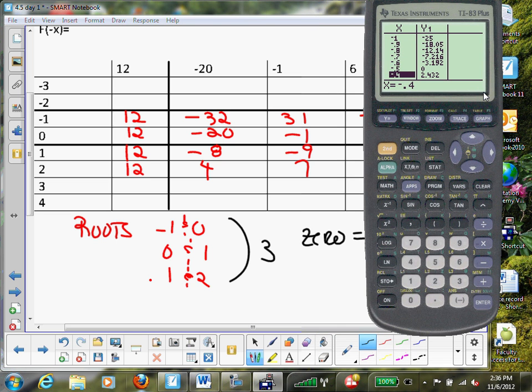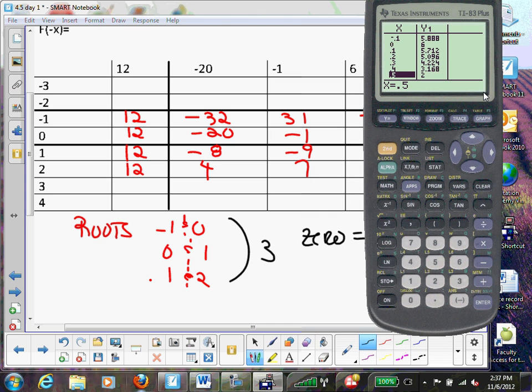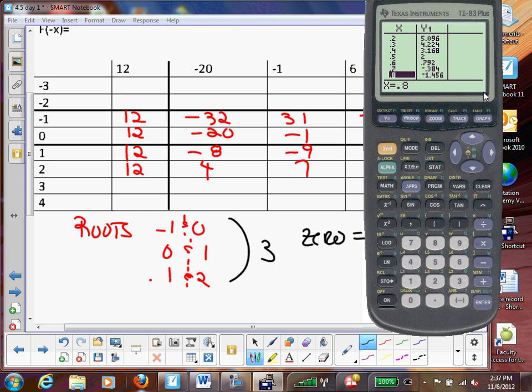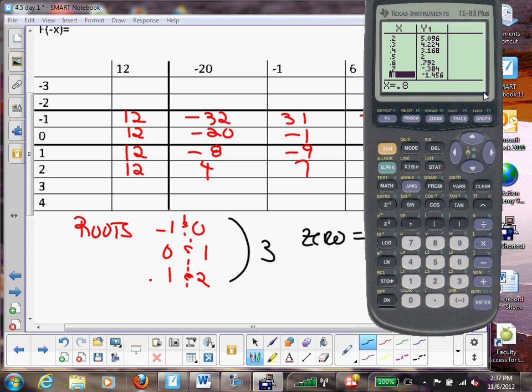Where else are we going to find one? Well, we said between 0 and 1. So now let's look. Between 0, here's 0, and 1, where is a 0 going to occur between? 0.6 and 0.7, right? Do you see why it's between 0.6 and 0.7? Why can we say it's going to occur between 0.6, which is 0.792, and 0.7, which is -0.384? We've got a sign change. We're going from a positive y value to a negative y value.